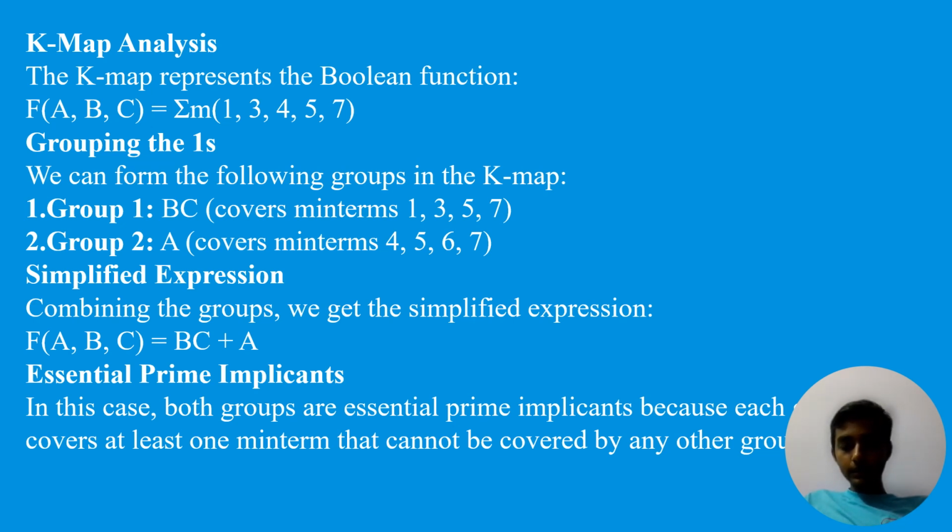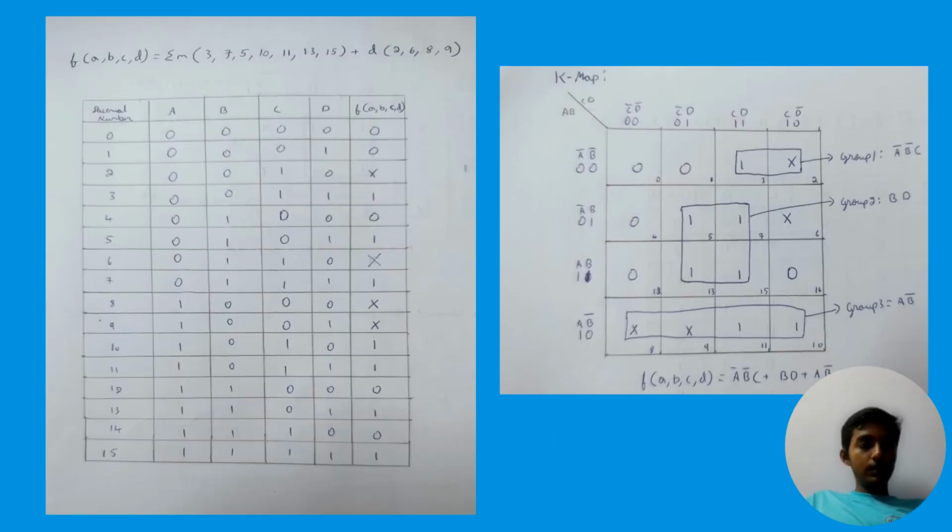Essential prime implicants: in this case, both are essential prime implicants because each covers at least one minterm that cannot be covered by other groups. That means each is a prime implicant, and each is an essential prime implicant. Both groups are essential prime implicants, which means each covers at least one minterm which cannot be covered by other groups. This is the example of a four-input variable K-map.